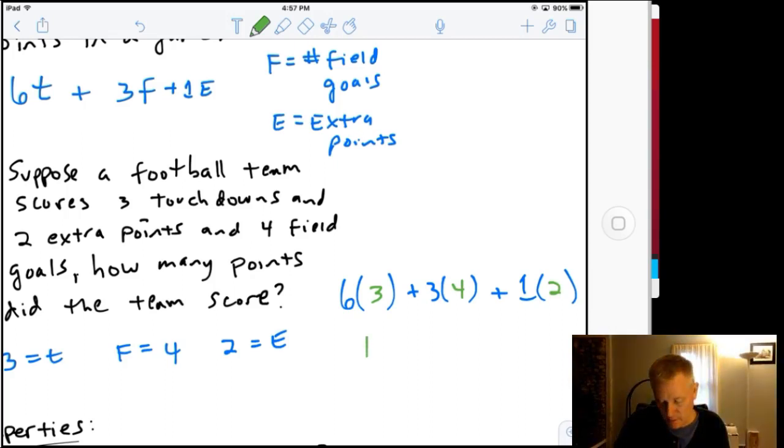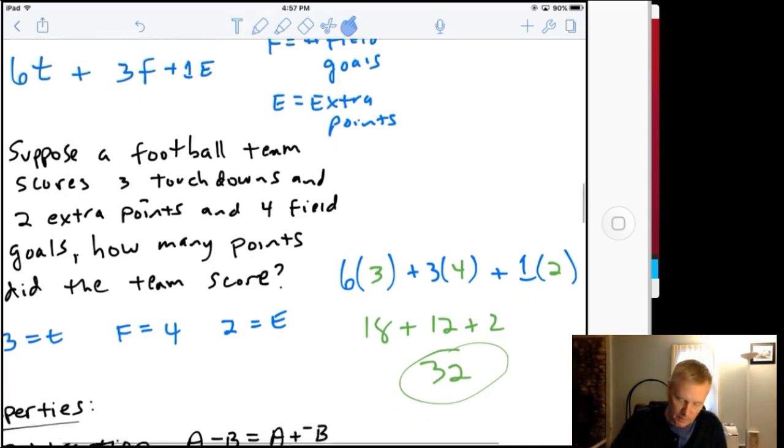3 times 6 is 18. 3 times 4 is 12. 1 times 2 is 2. 18 plus 12 is 30, and 30 plus 2 is 32 total points. And that would be the answer.